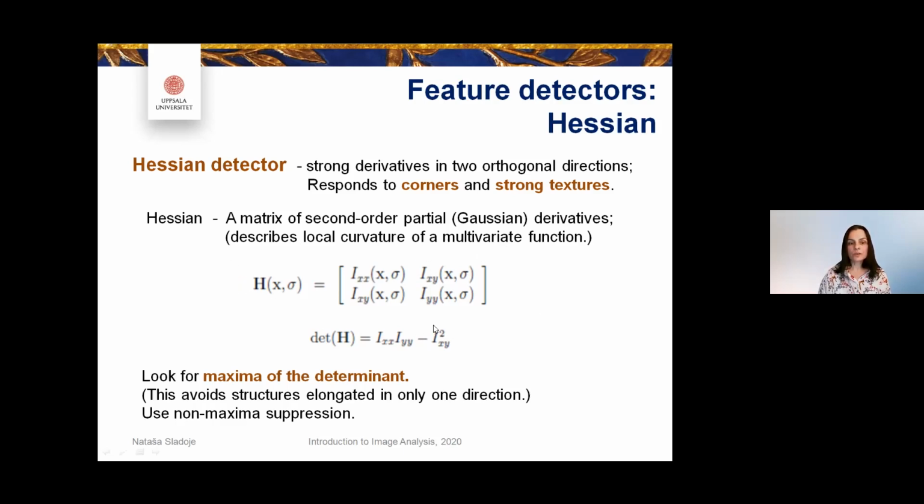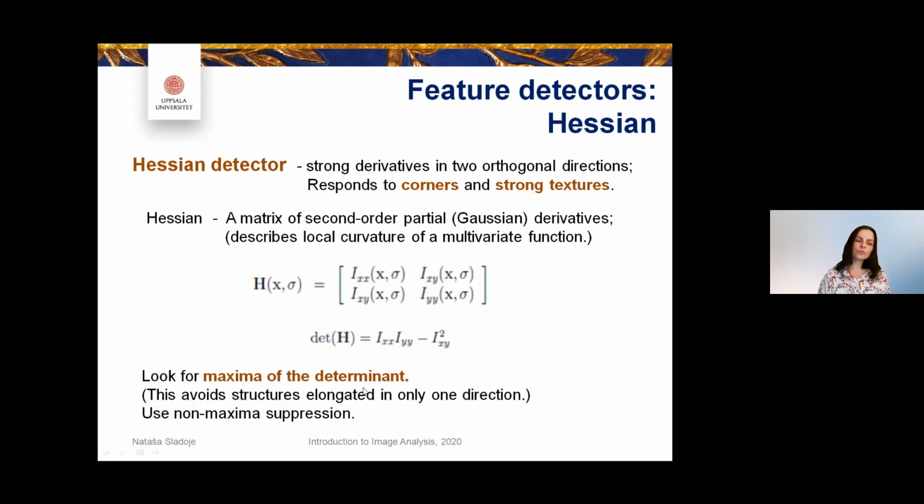So this is how the Hessian matrix looks. And then we are looking at the determinant of this matrix, and it appears that maxima of the determinant of the Hessian matrix can identify corner points or points with high curvature where, let's say, change happens in more than one direction, which can happen at the corners, but also at some regions with strong textural changes.